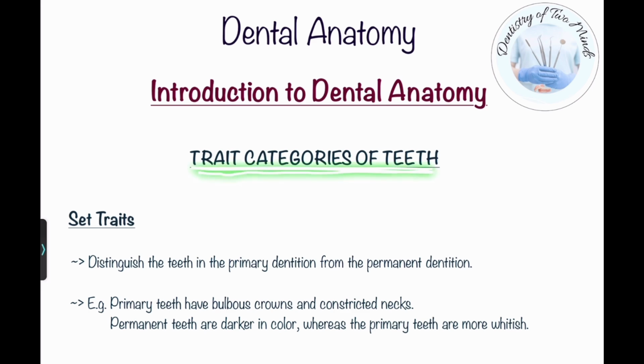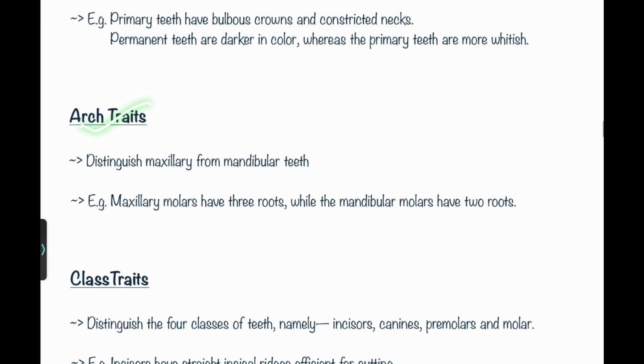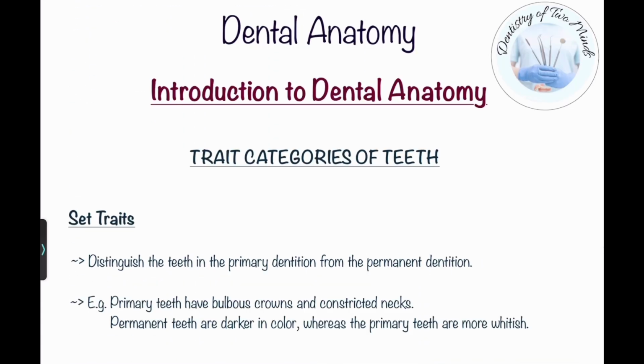While describing the anatomy of the tooth, its morphologic characteristics are compared with that of the other tooth so that any similarities and differences can be noted. A trait is a distinguishing characteristic, quality or attribute. The tooth trait can be categorized as follows: set trait, arch trait, class trait, and type trait. Set trait or dentition trait distinguish the teeth in the primary dentition from the permanent dentition.